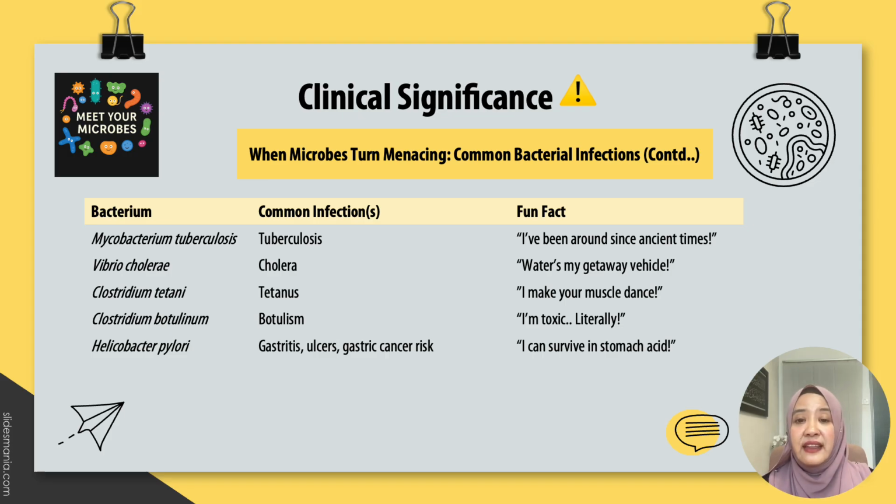We've got Vibrio cholerae that causes cholera, Clostridium tetani that causes tetanus, Clostridium botulinum, which causes botulism, Helicobacter pylori, which is associated with gastric ulcer.